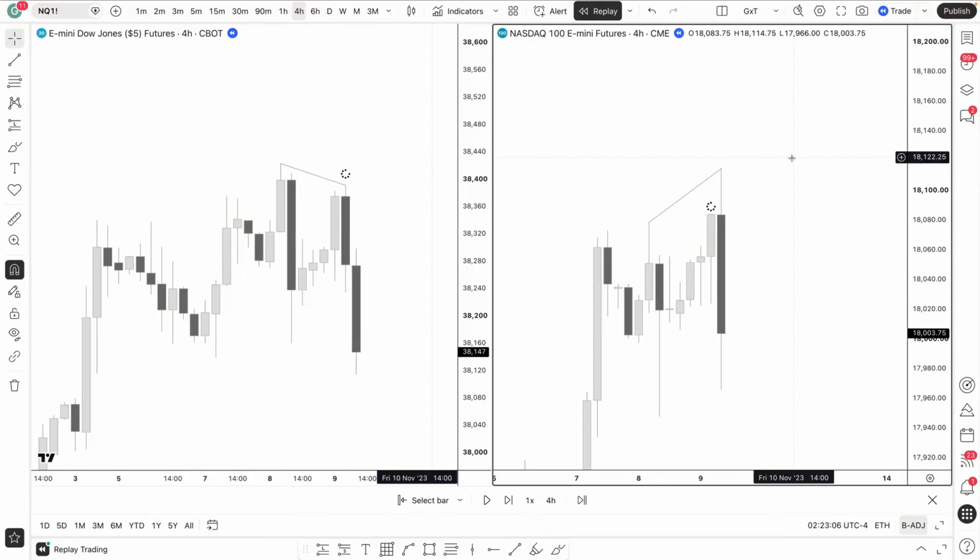So now let's go over what decoupling is. Decoupling is essentially when correlated markets expand in opposite directions. For indices specifically, or any asset in general, really any asset class, you're going to avoid the middle assets.